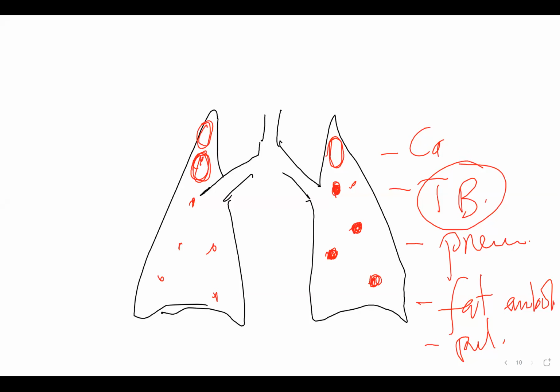Okay, so infection by Staphylococcus aureus will also give cavities. But the difference between this, you see, for TB, they are usually at the upper part of the lungs. But for Staph aureus, usually they are multiple and their walls are thin. They have thinner walls. And for TB, they have thicker walls and they are usually in the apical region. Other conditions aside Staph aureus.